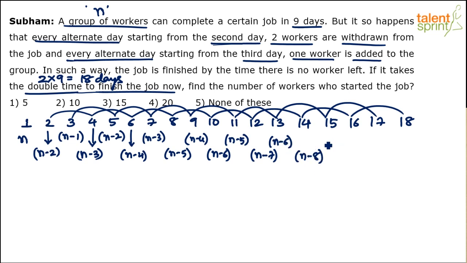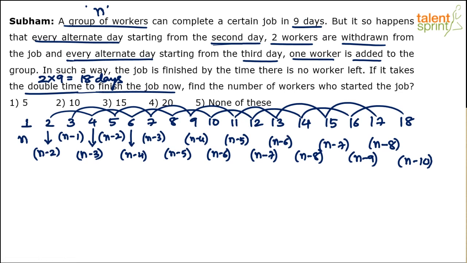Subtracting 2, minus 6, minus 2. Adding 1, n minus 7. Again subtracting 2, minus 9. Adding 1, n minus 8. Subtracting 2, n minus 10. This is what happens. Why are we stopping on 18th day? Because it takes double the time to finish the job now. So by the time the job got finished, it took double the time. So 18 days. They could originally do it in 9 days, but now 18 days.